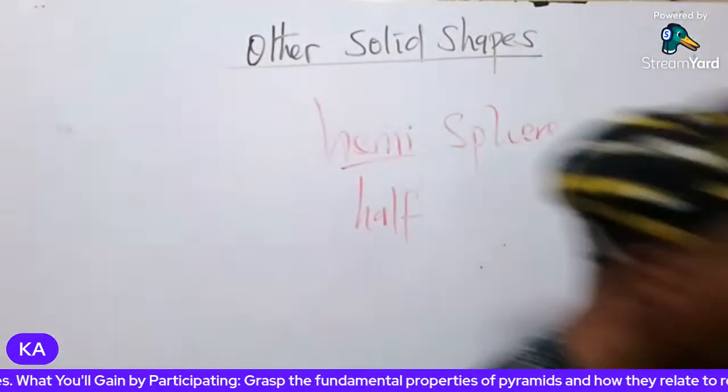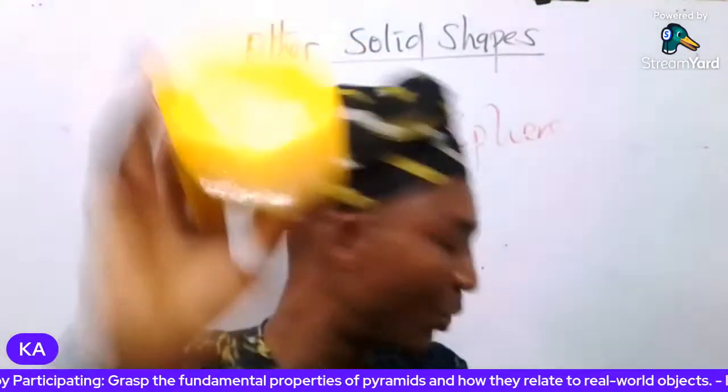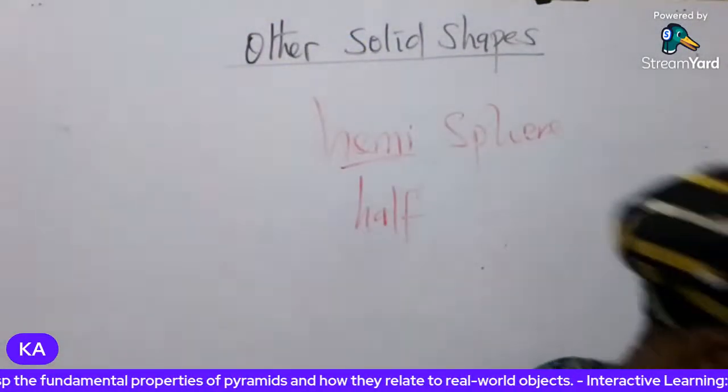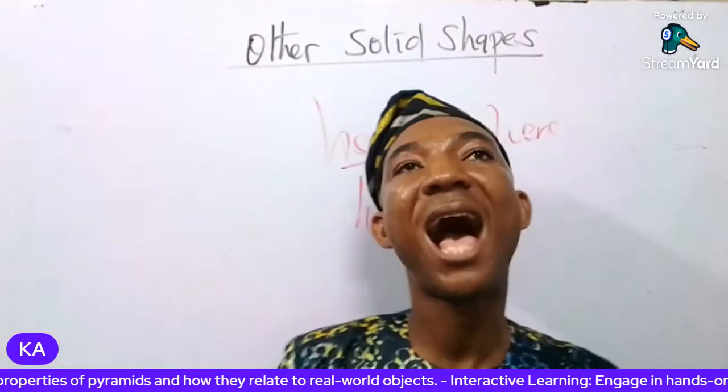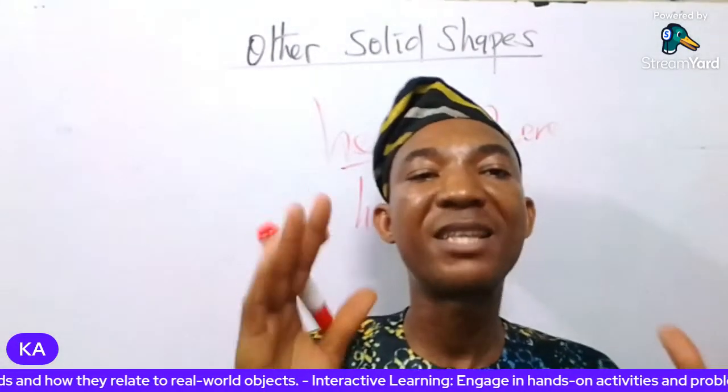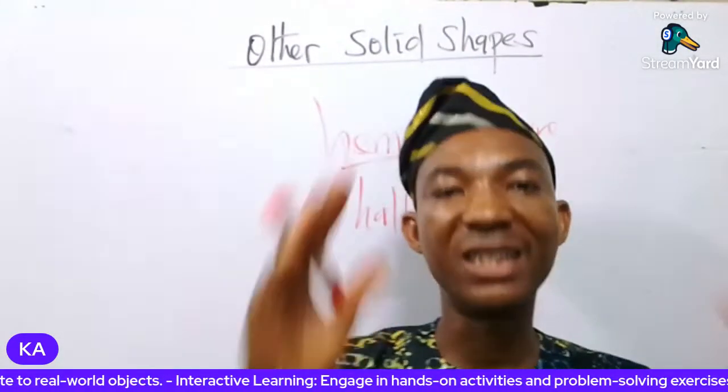So far so good. We are through with solid shapes. Our next video is going to be how to find the total surface area of all those solid shapes.